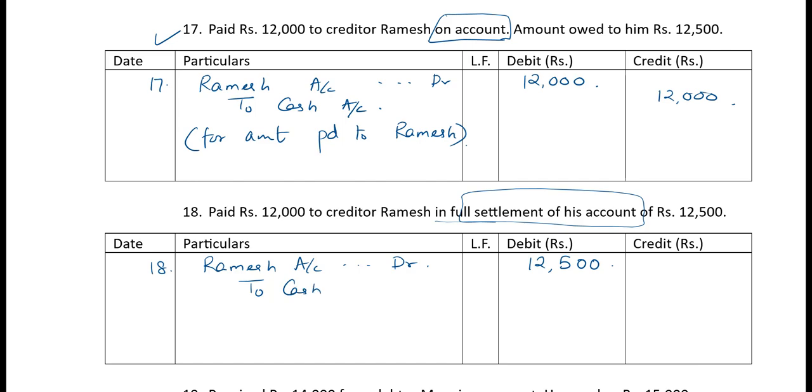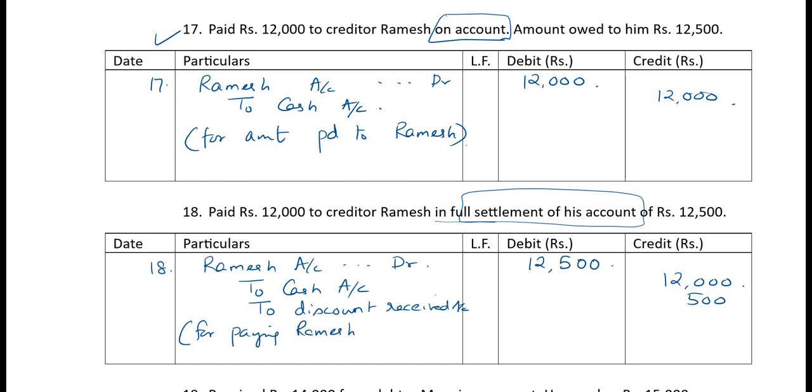Another account involved is cash account. Cash is decreasing by 12,000 rupees. So we credit cash with 12,000. Decrease in cash or asset account is credited. And we are receiving a discount of 500 rupees, the difference between 12,500 and 12,000 rupees. Discount received is a revenue and increase in revenue is credited. For paying Ramesh in full settlement, that's the narration.